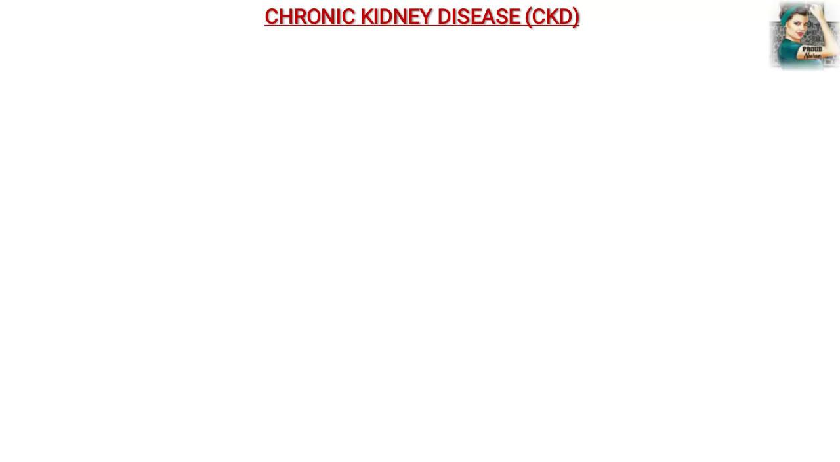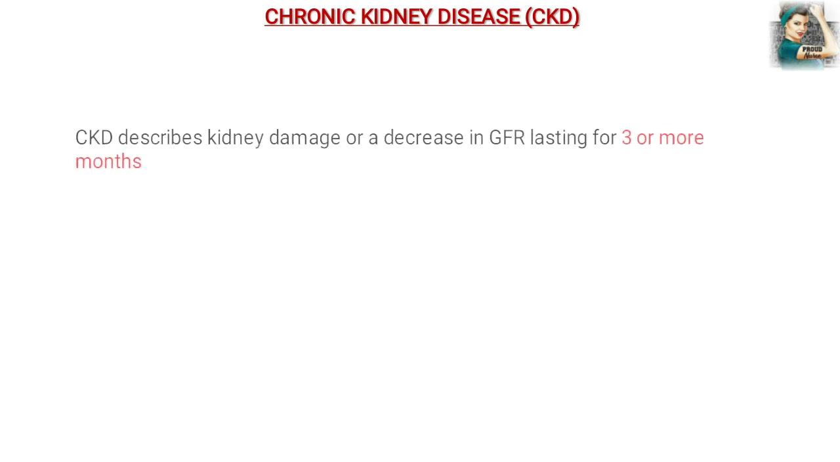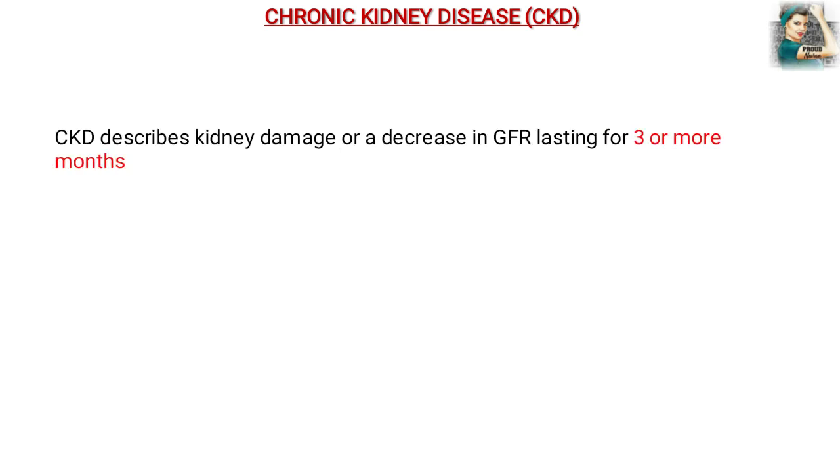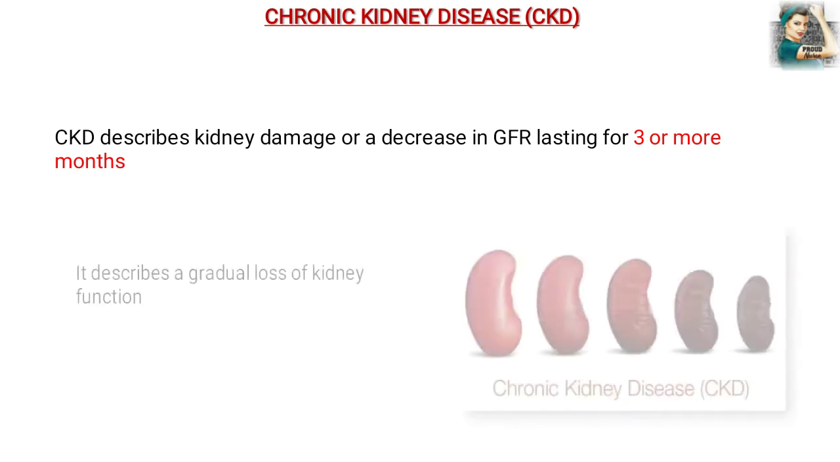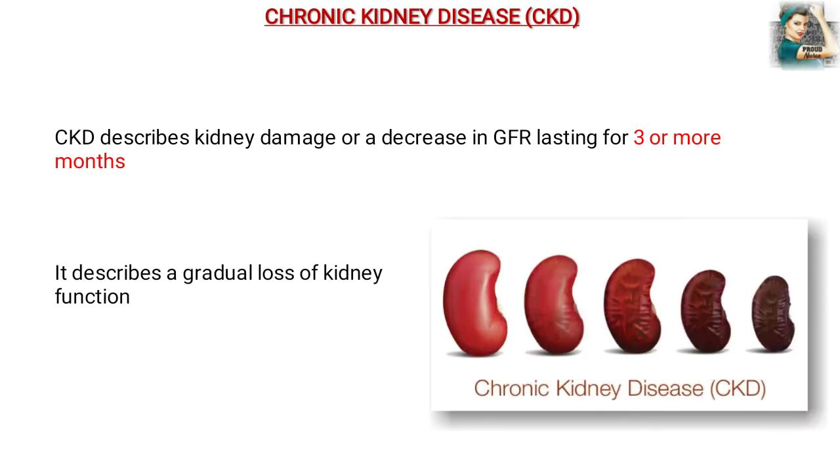But when there is some sort of disease process in the kidneys or the kidneys suffer some sort of damage, this excretory function of the kidneys is disrupted. Chronic kidney disease is damage to the kidneys which results in decreased glomerular filtration rate, or GFR, which lasts for 3 or more months. There is a gradual loss of kidney function in CKD. The changes that occur in CKD are usually irreversible, which makes it more problematic for the patient.